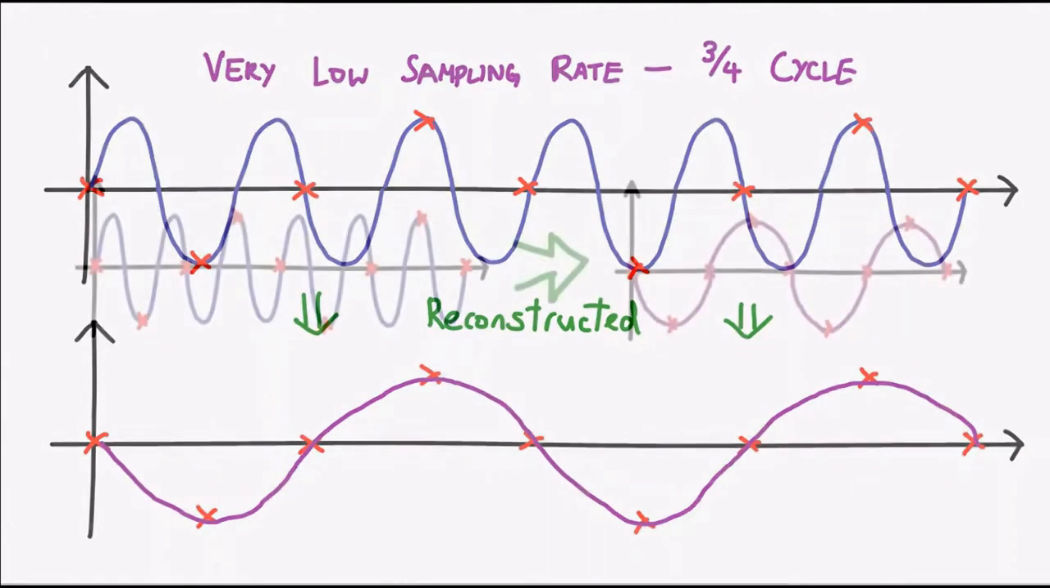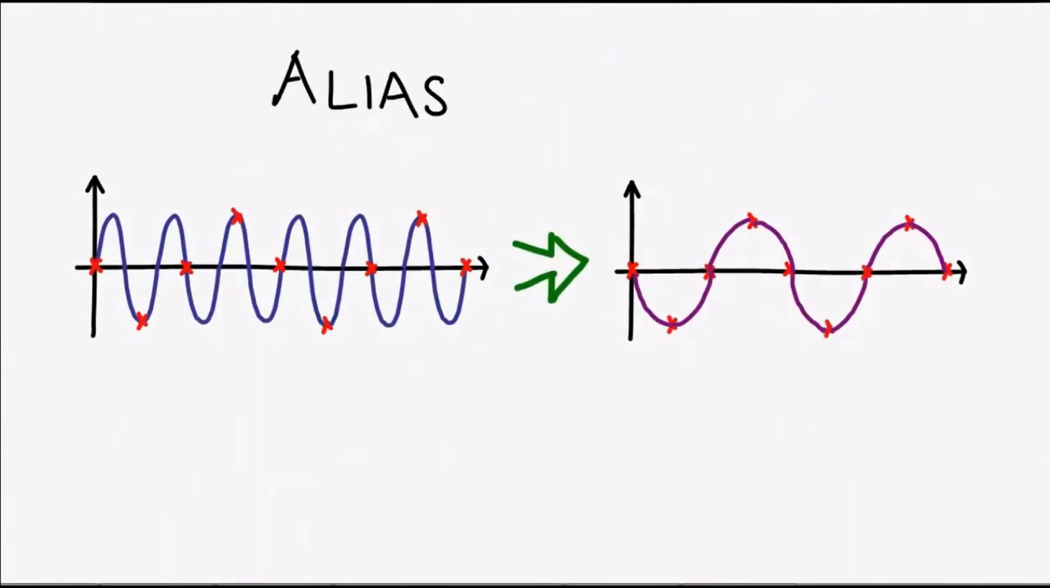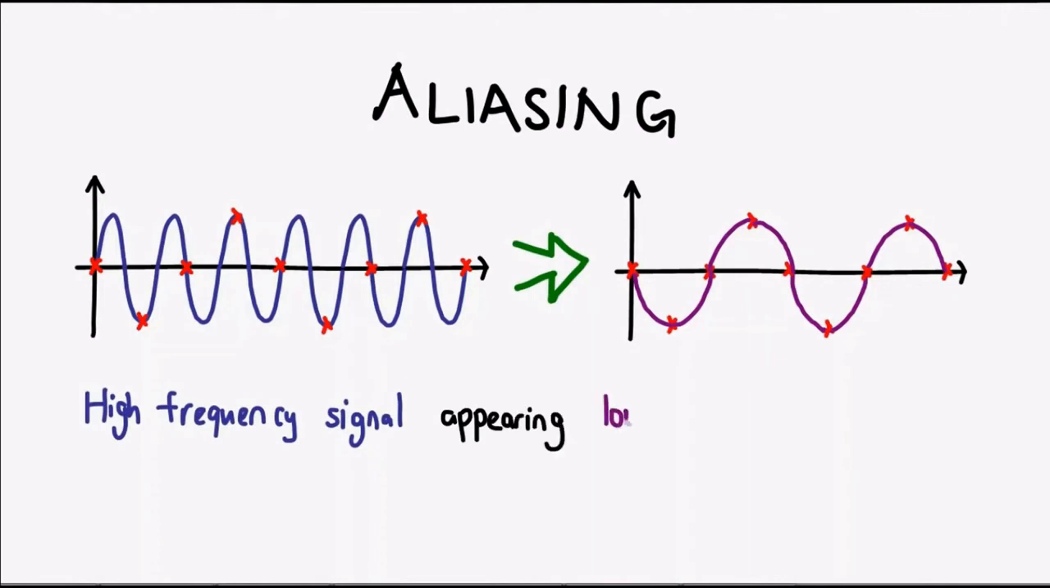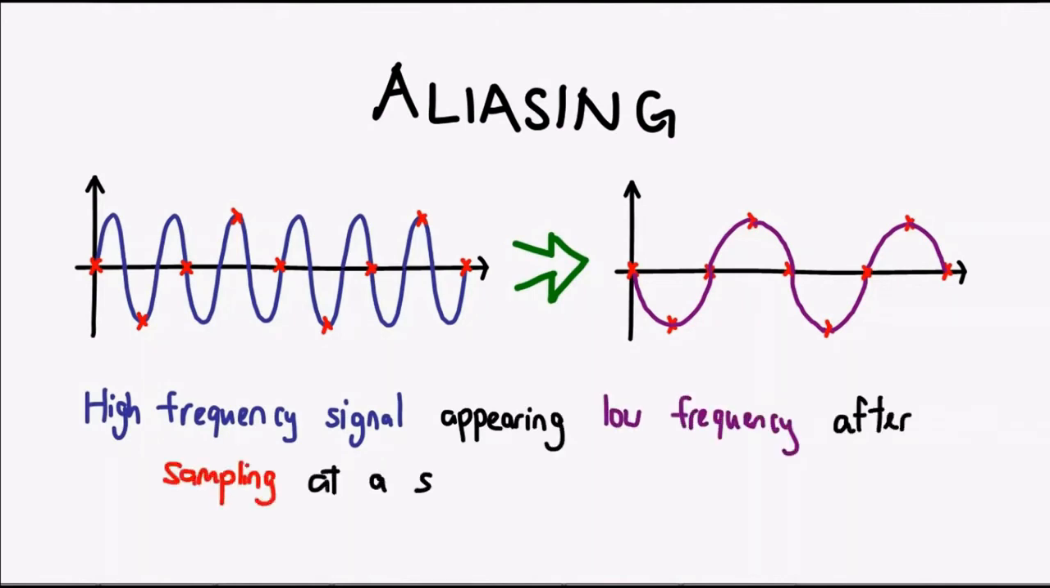This is a problem called aliasing, and a simple way to describe this would be: if we were to sample any signal at too low a sampling frequency, we are unable to accurately represent that frequency and we end up getting a lower frequency instead.